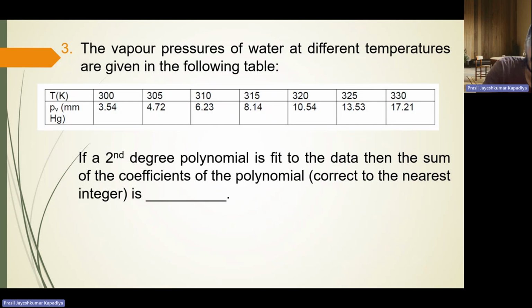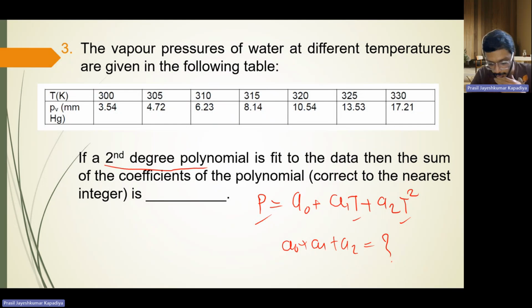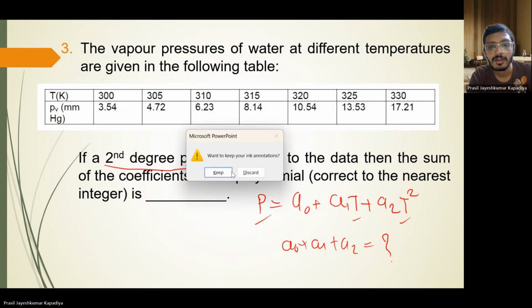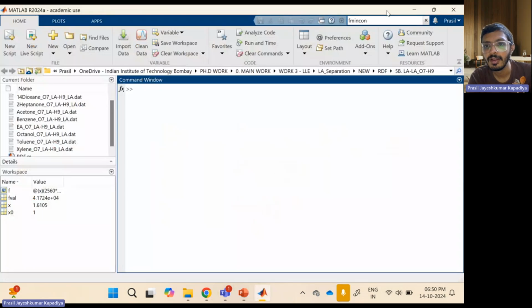So how am I plotting it? It is told to use a second degree polynomial, so my second degree polynomial will be P is equal to A0 plus A1 into T plus A2 into T square. This is the second order. So we have P and we have T, and we need to find the sum of these coefficients. So we need to tell what is A0 plus A1 plus A2. This is what we are supposed to say. For that, let's move ahead to the MATLAB help section and search for polyfit.